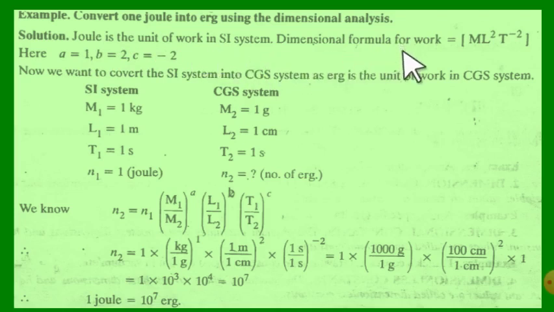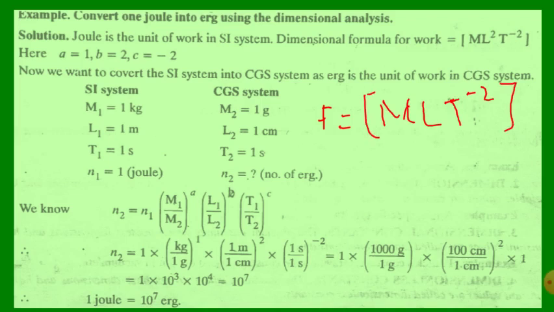So what will the dimensional formula be? Force into distance. Your force is expressed as mass into acceleration. Got it? So this is the dimensional formula for force. Then force into distance, so another L will come up for distance if you are going to express it as work done or energy.